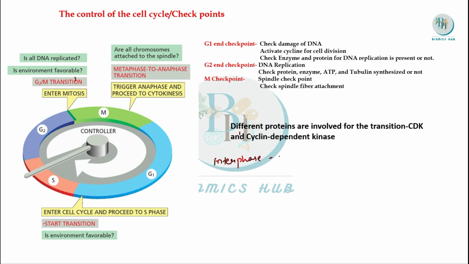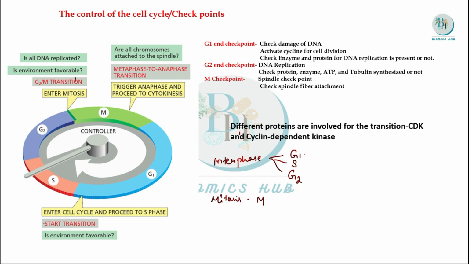This interphase is again divided into three parts: G1 phase, S phase and G2 phase. G stands for growth, so G1 can also be called the growth 1 phase. S is the synthetic phase or synthesis phase. G2 is the growth 2 phase. Next comes mitosis. Mitosis is also known as M phase.